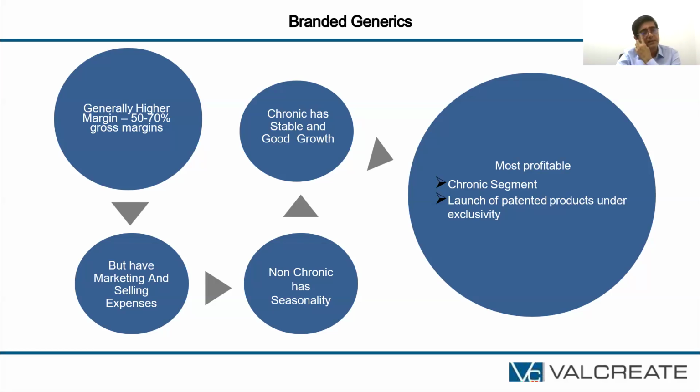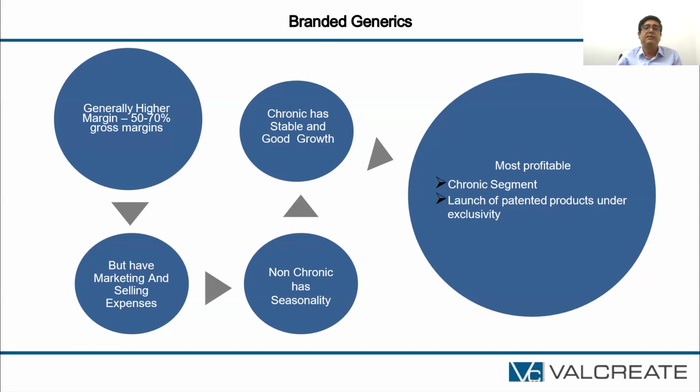Non-chronic has seasonality, but chronic has a very stable and growing business. So if you look at the trajectory of a company like Sun Pharma for the last 30 years, how did they become leaders in pharma? Through chronic. And they were at 35-40% margins for a long, long period of time. So this is the most profitable segment. When I say chronic, I'm talking about things like oncology, diabetes, central nervous system, cardiovascular.